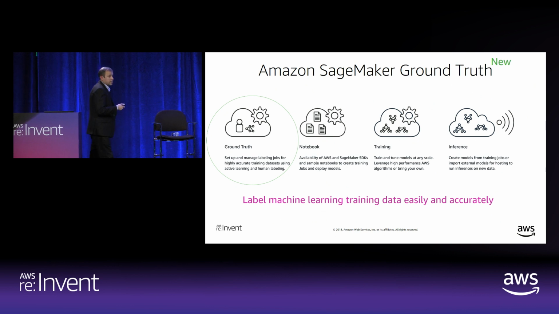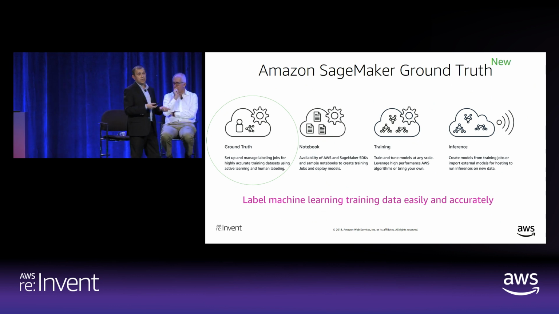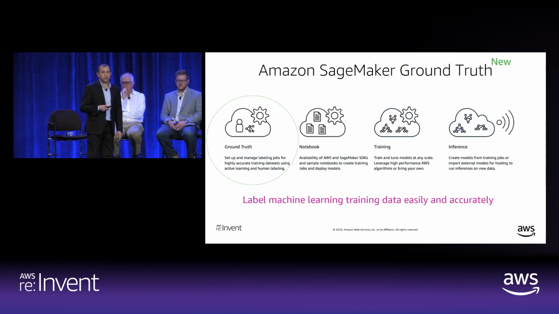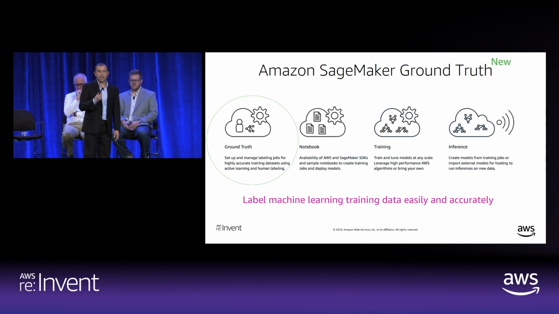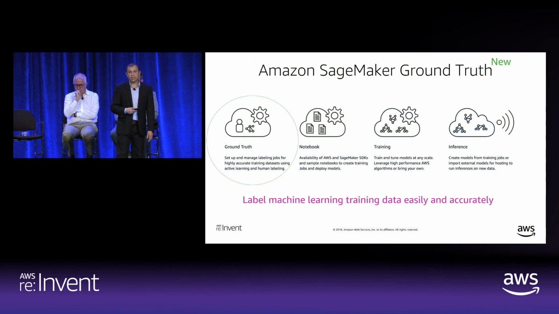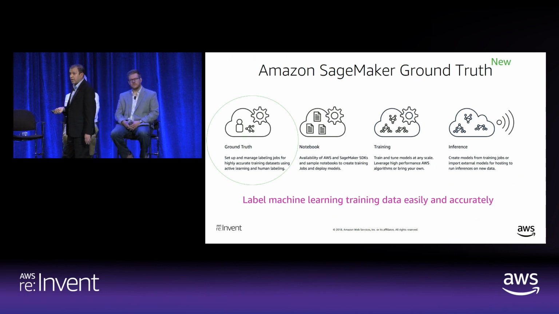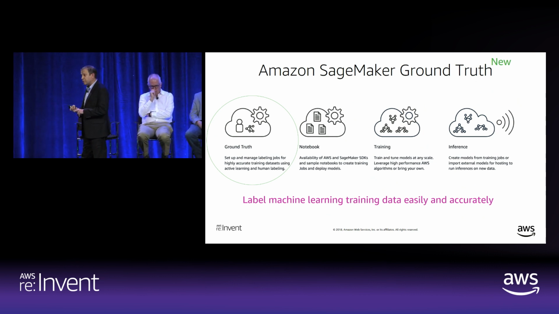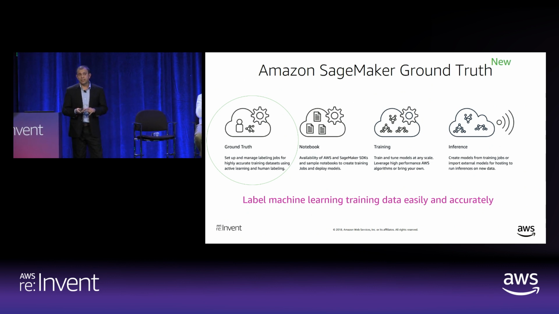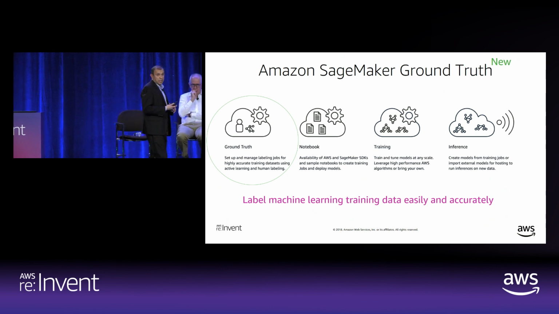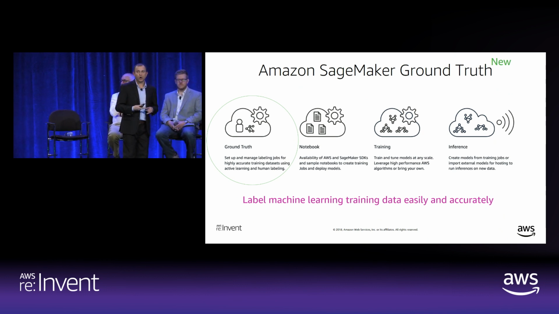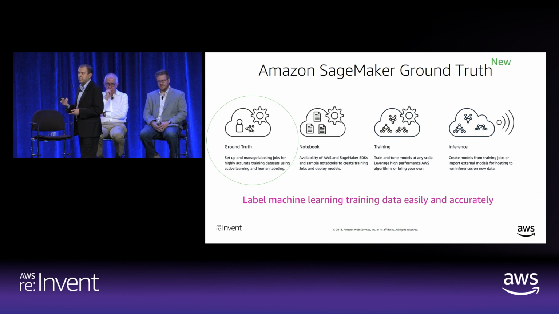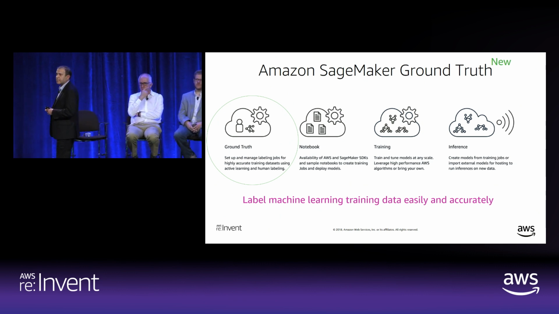SageMaker already supported build, train, and deploy as part of its workflow. Ground Truth adds data preparation and labeling on top of that, giving you a very well-integrated label, build, train, deploy flow as part of SageMaker. The fundamental value propositions behind Ground Truth are, first, it makes data labeling very easy for you, and we'll talk about how. Second, it reduces the cost, so it's very cost efficient. The third is accuracy, which is the key behind quality machine learning models.